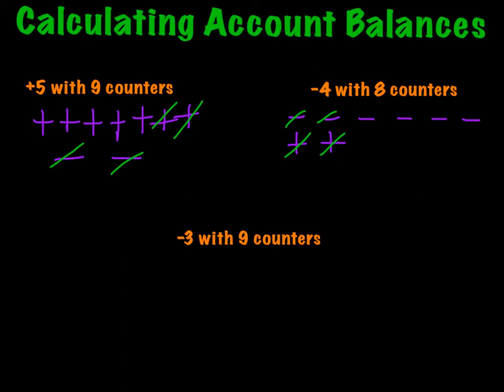Finally, let's look at how to represent negative 3 with 9 counters. In this case, I am once again going to use 6 negative counters, and I'm going to use 3 positive counters. You can see that these 3 positive signs counterbalance 3 of the negative signs, leaving us with negative 3. And we are left with 1, 2, 3, or negative 3.